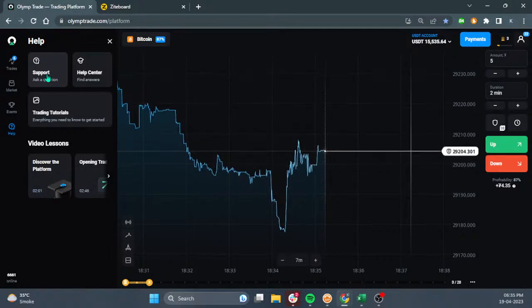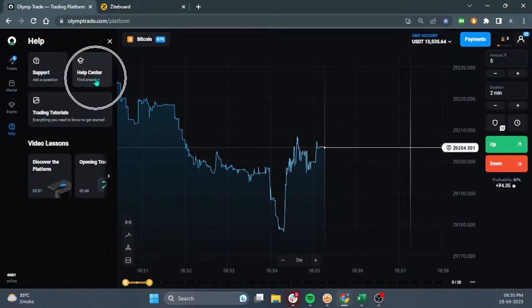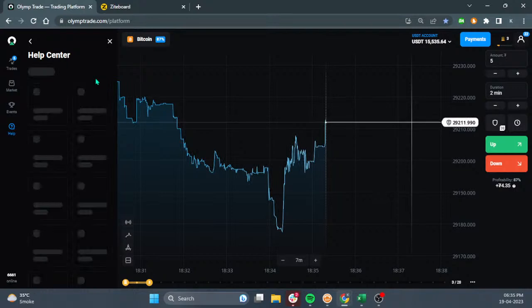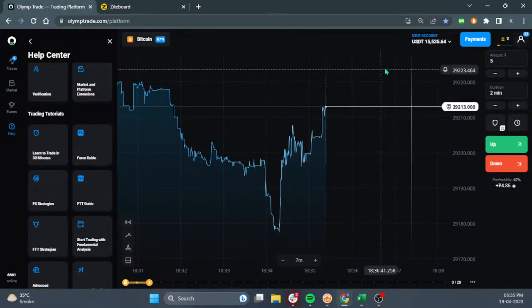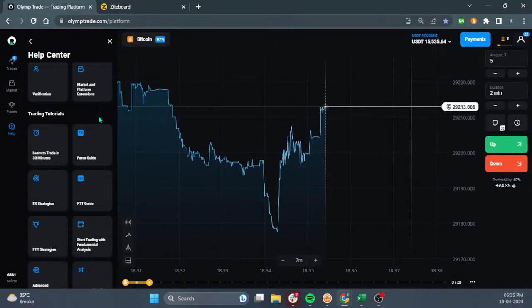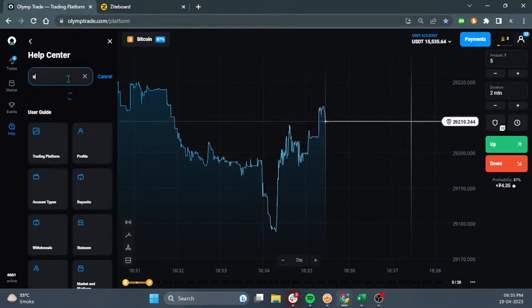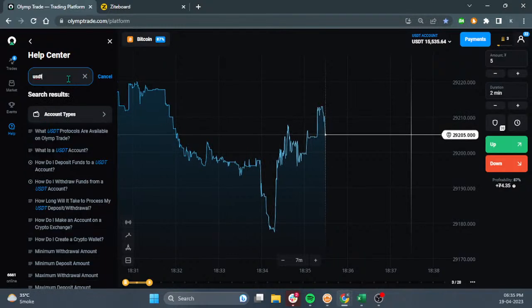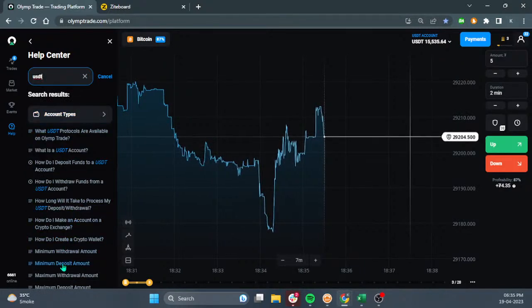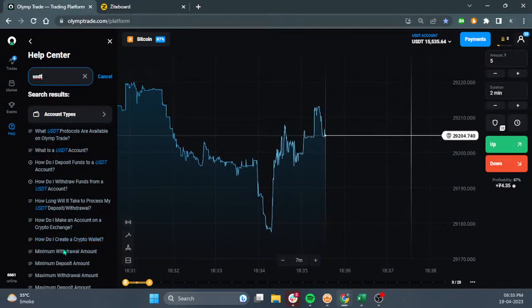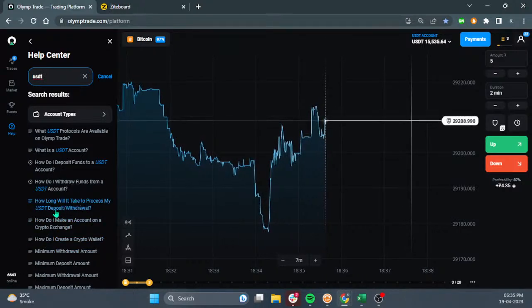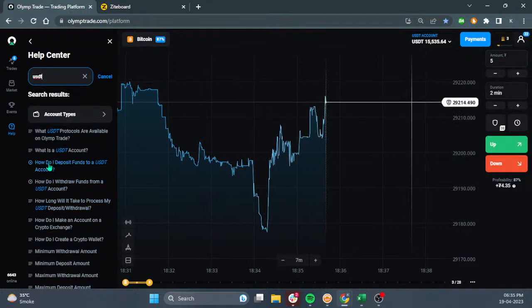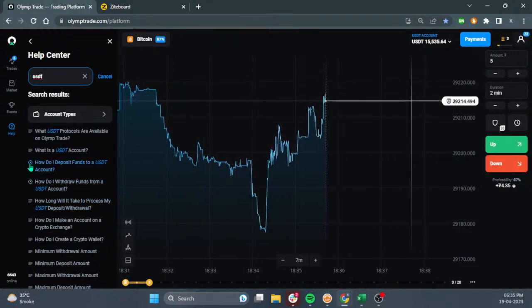And when you yourself want to educate yourself, you can come to the help center. Here you find all the answers to the queries related to the OLYMP TRADE platform. For example, I am having a USDT account right now. So when you want to make a deposit via USDT, you'll get options something like these. How do I create a crypto wallet, minimum withdraw amount? How long will it take to process my USDT deposit or withdraw? How do I deposit funds to a USDT account? There's a video for this also.